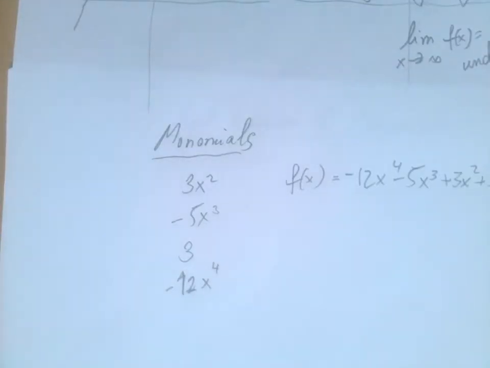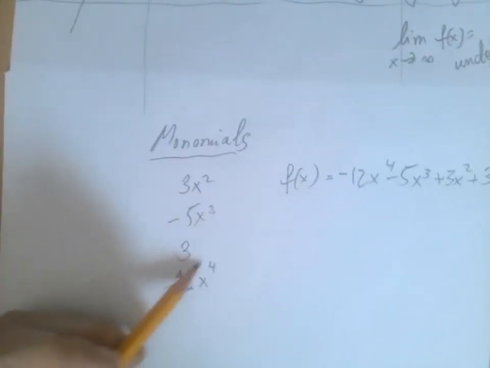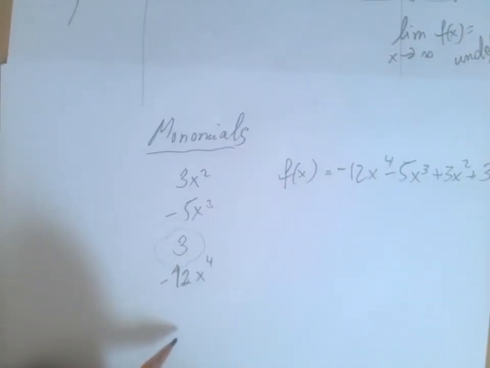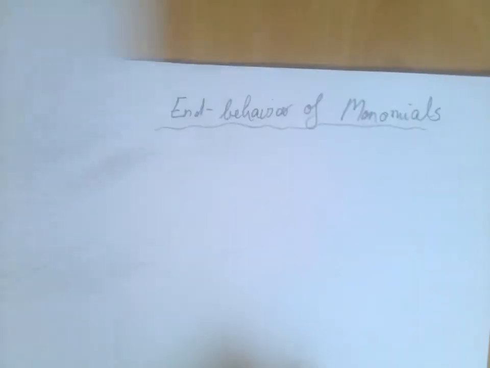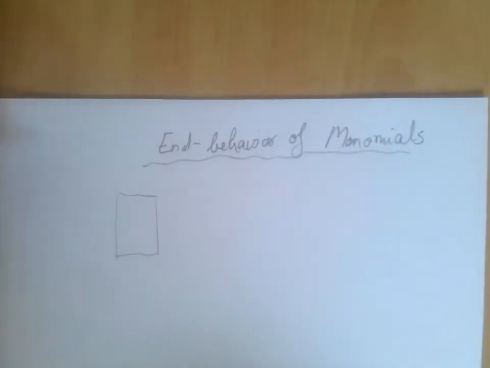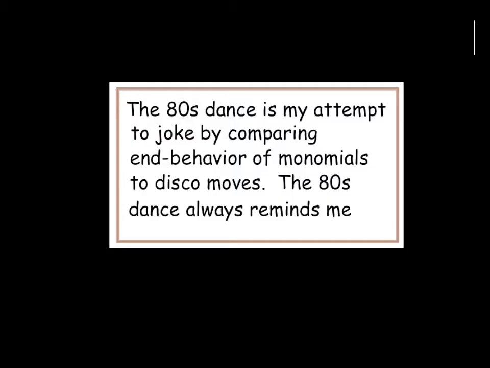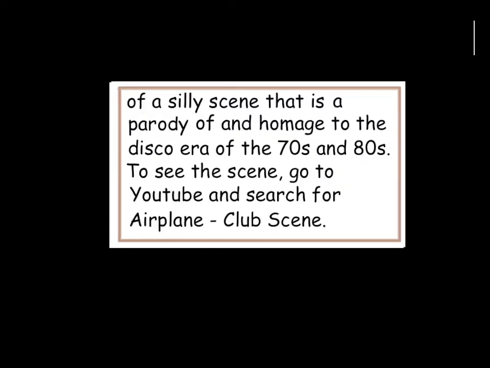Let us first acknowledge that with the exception of just a number, if it has at least one x in it, then monomials' end behaviors are infinity or negative infinity. It's just which one. And so really there are just 4 possibilities. This is what I call the 80s dance. There is no other option. If we just acknowledge that it's infinity or negative infinity, all we have to worry about is what is the sign. So let's see if the monomial is something like minus 2x to the 6th power.